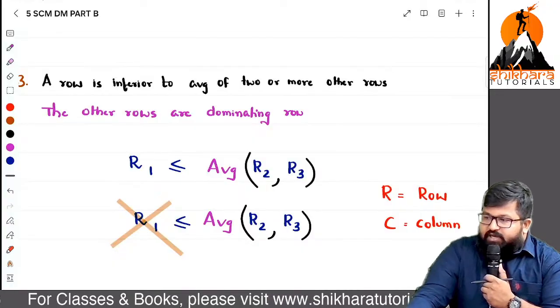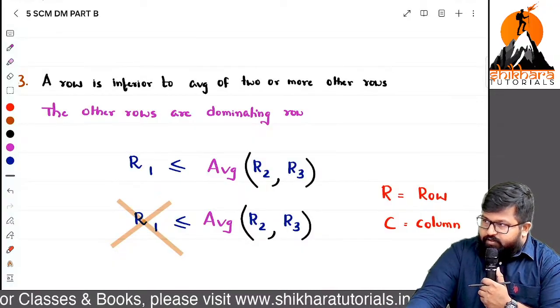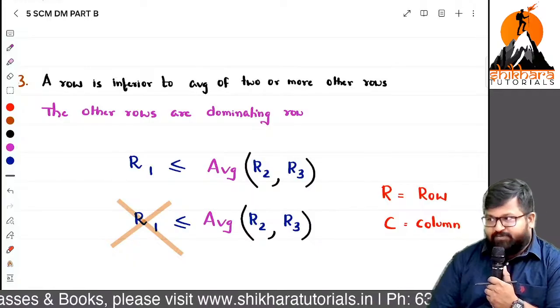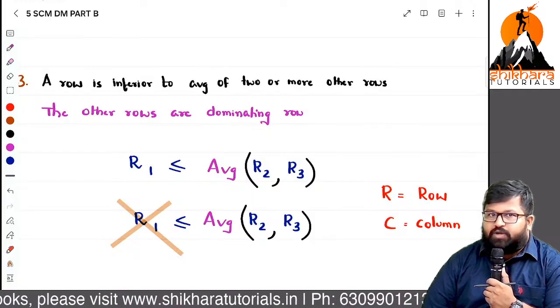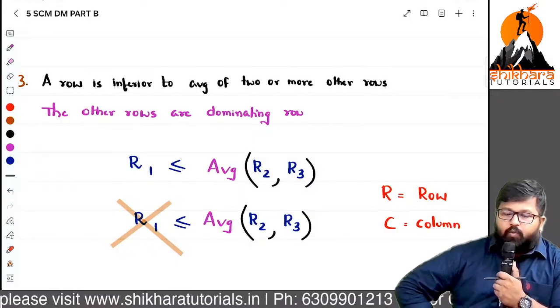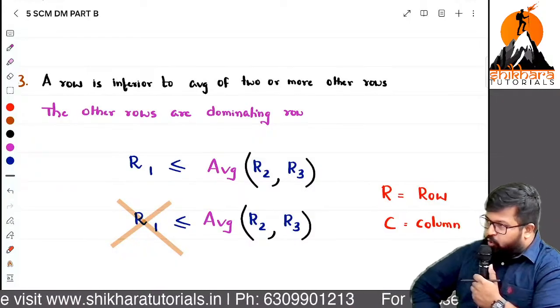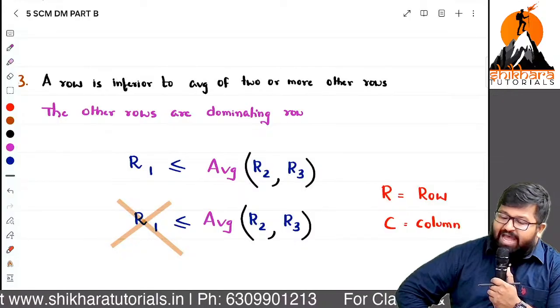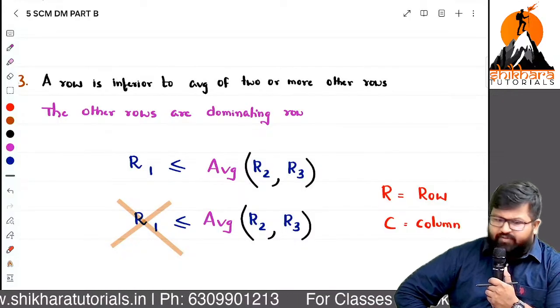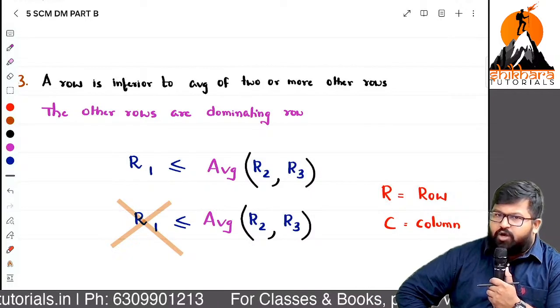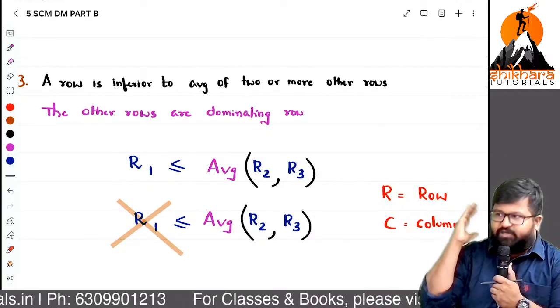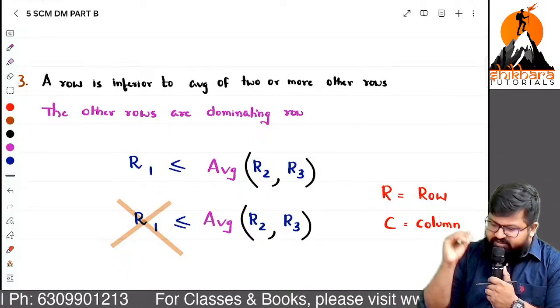Is this clear? The sentence is clear, right? I will explain that one. Whatever sentence you have, write the point. What is the sentence once more? A row is inferior to average of two or more other rows. The other rows are what? Dominating. So automatically the inferior row should be cancelled. That is one point.